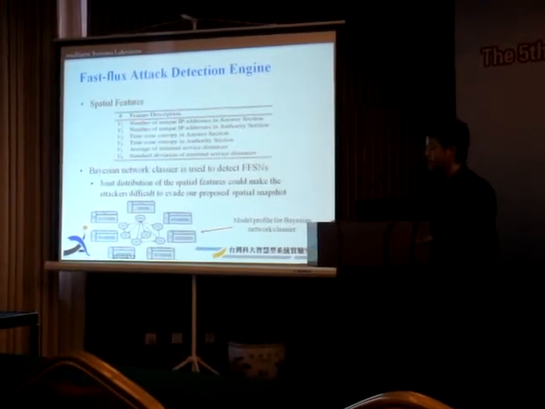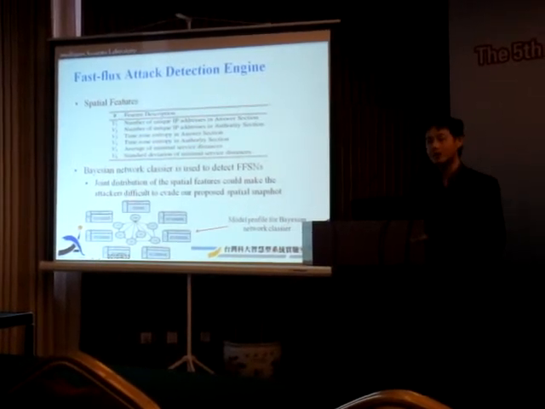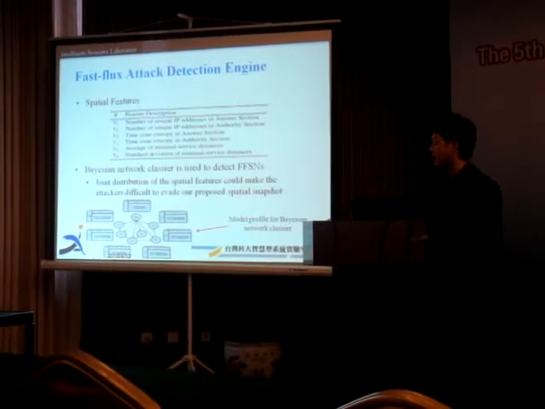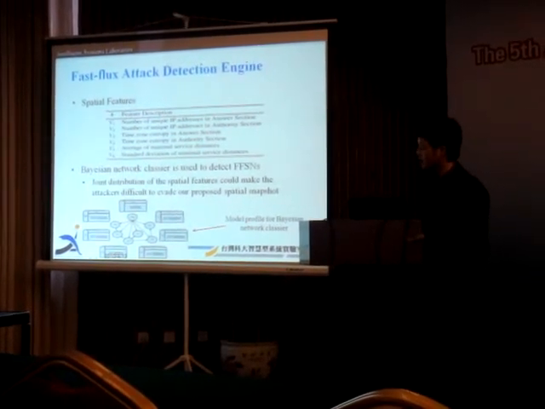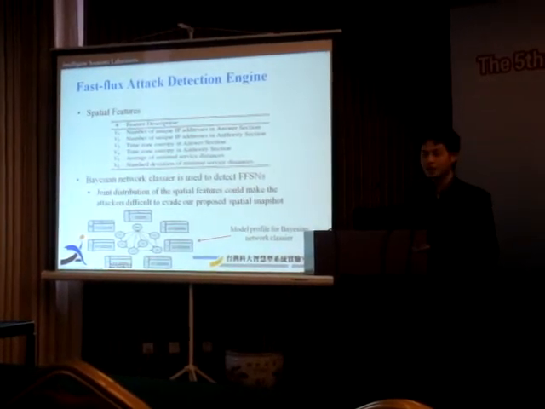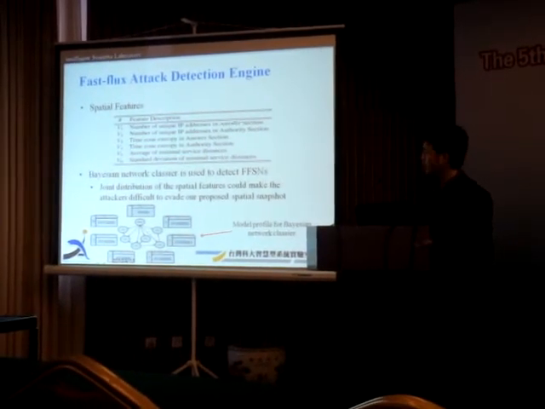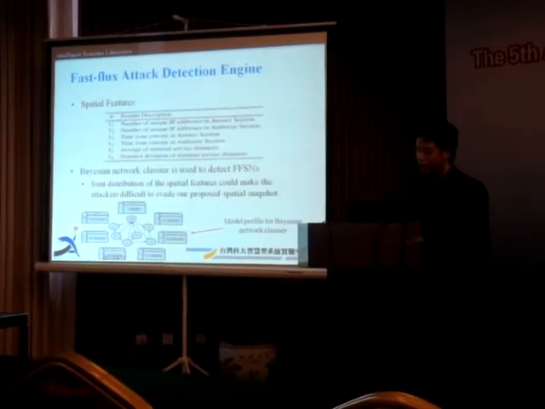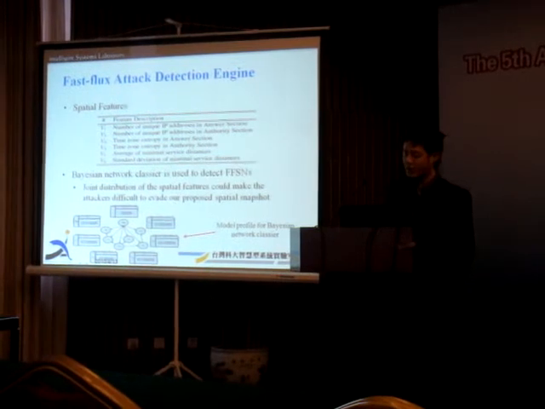So we construct the Bayesian network using the K2 algorithm. It's a popular method in the data mining domain, and it constructs the dependence graph automatically according to the data. And we can automatically tune the probabilities to calculate the joint probability and do the detection.